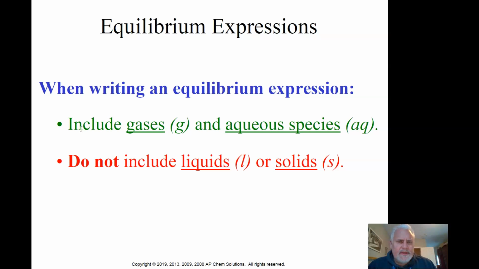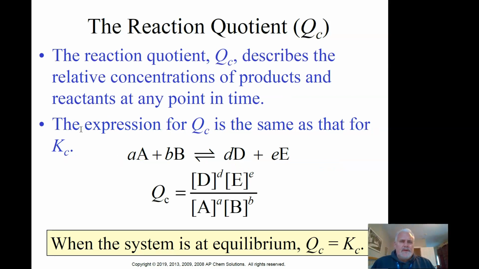And when you put together an equilibrium expression, you remember the gases and aqueous ions. You include those, and you do not include liquids and solids. That's something that I think should make a lot of sense to you. Okay, and now moving on, we're going to talk about something called the reaction quotient. It describes the relative concentrations at any given moment.